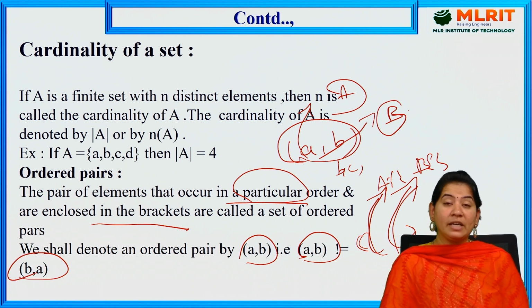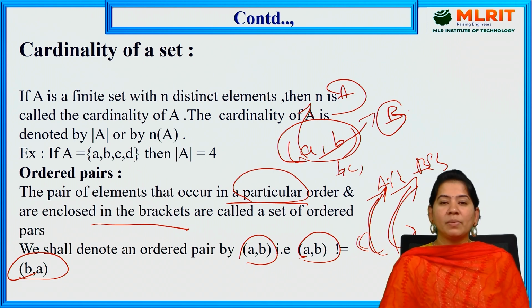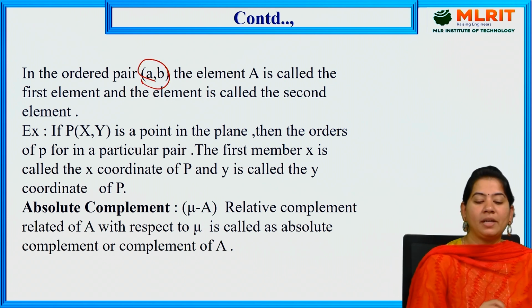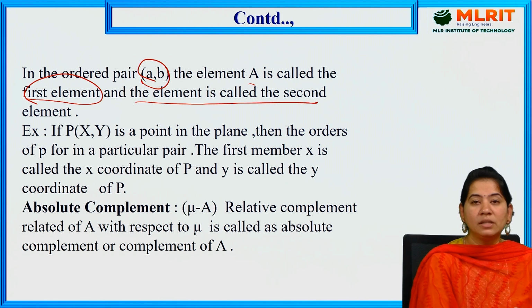Why? Because we are taking the elements from two sets, one from the first set and the second from another set. So we cannot say that (a, b) is equal to (b, a). In this ordered pair (a, b), the element a is called the first element and the element b is called the second element.